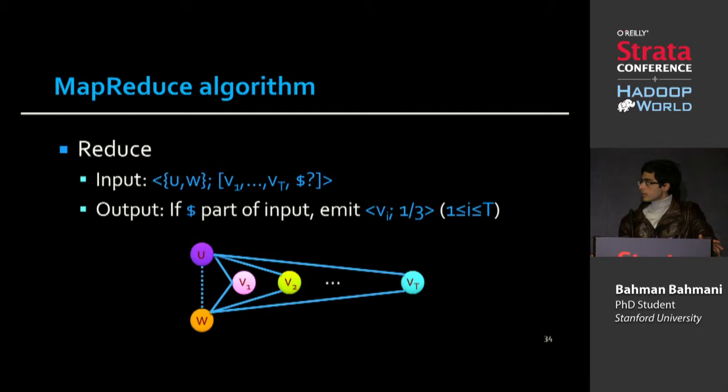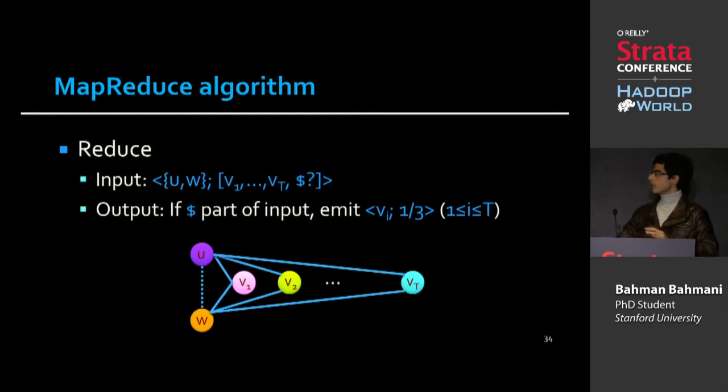So what the reduce is going to do is check if the $ sign is part of the input. And if it is, then each of these is forming a triangle, like U W V1, U W V2, and so on. Each of these is a triangle. And it's going to emit Vi and 1/3 to take this triangle into account for that node Vi. And it's 1/3 because each triangle gets counted 3 times, from the perspective of each of its nodes or each of its edges.